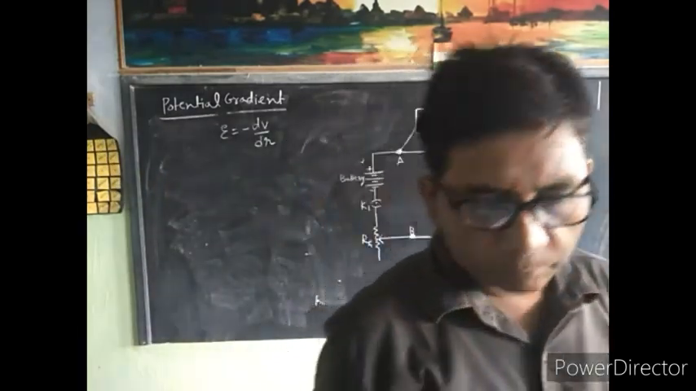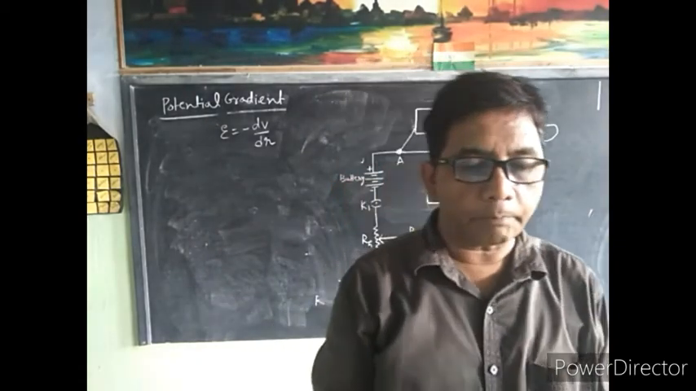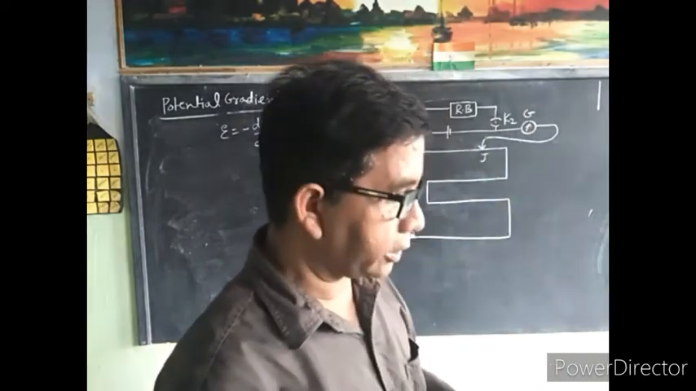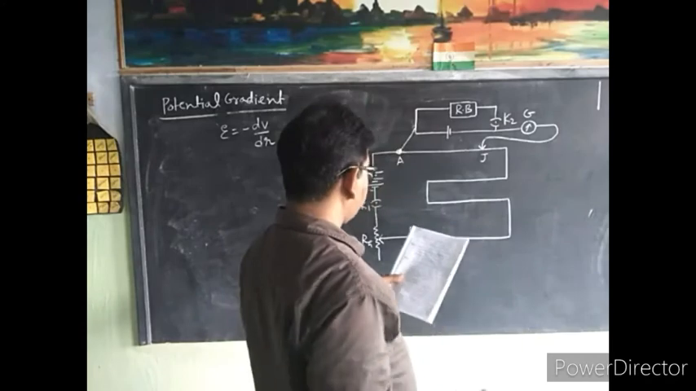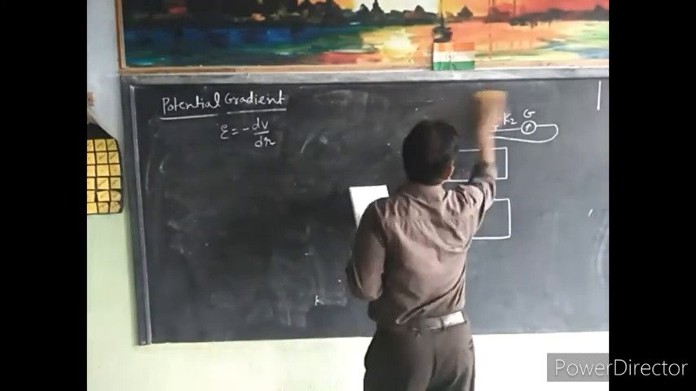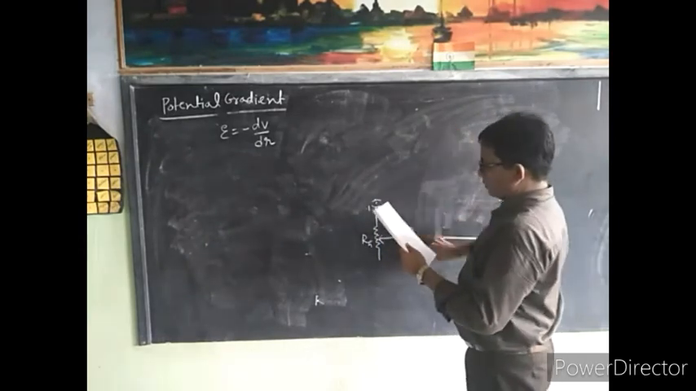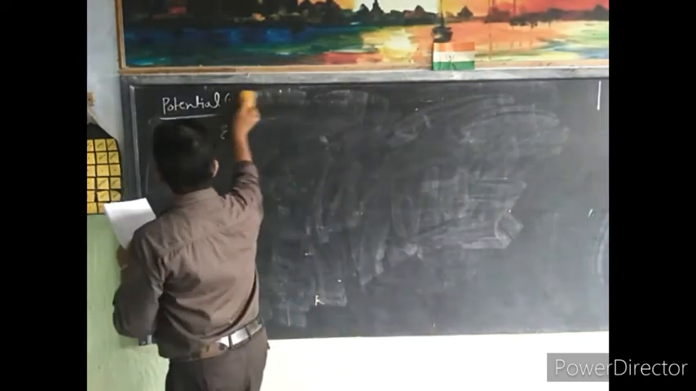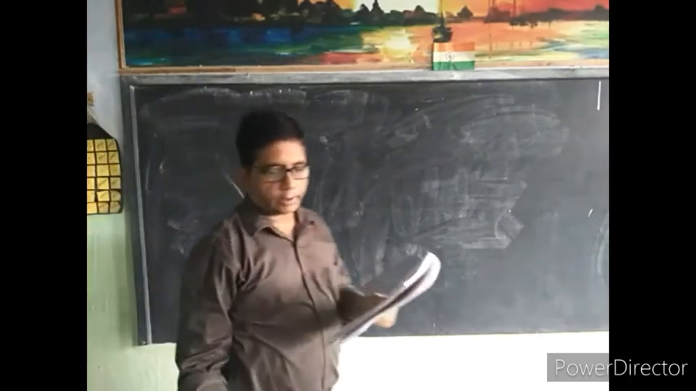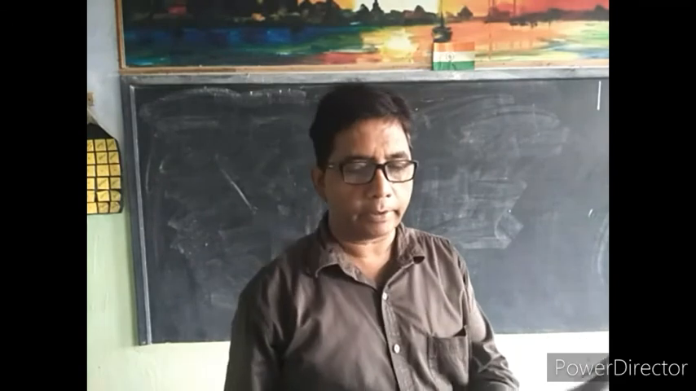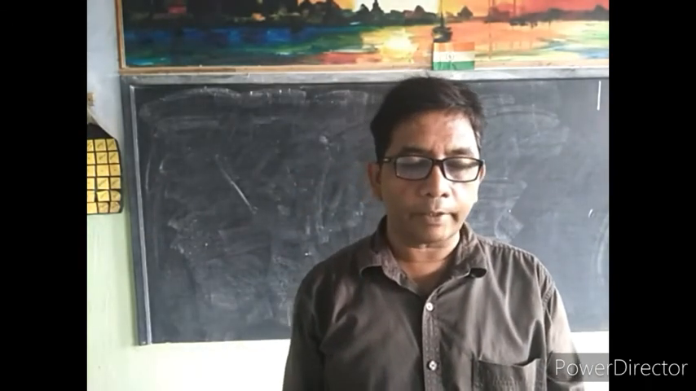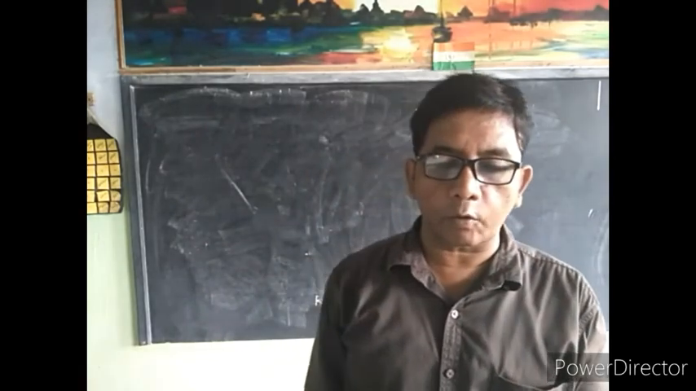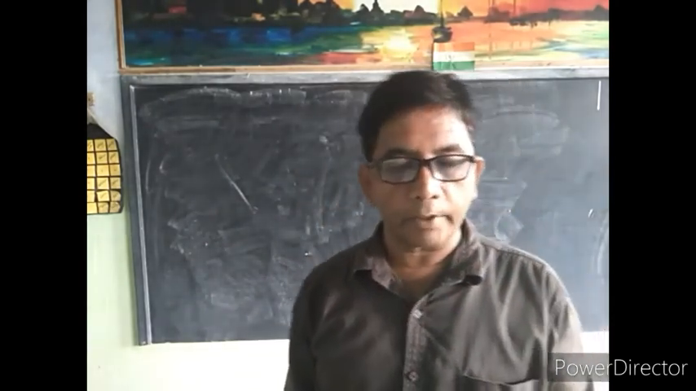Now we will discuss numericals. First question: a cell can be balanced against 110 centimeter and 100 centimeter of the potentiometer wire respectively, when in open and when short circuit through a resistance of 10 ohm. Find the internal resistance of the cell.